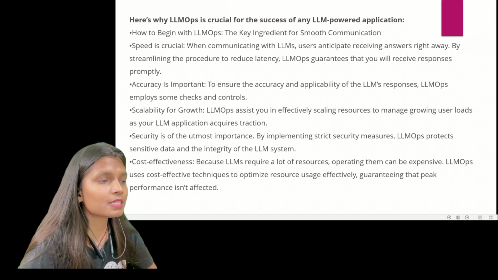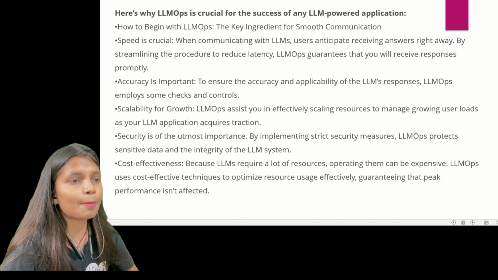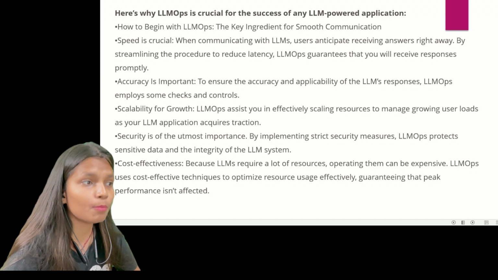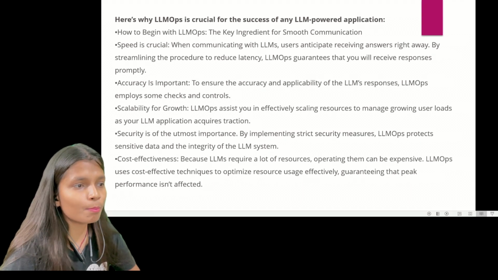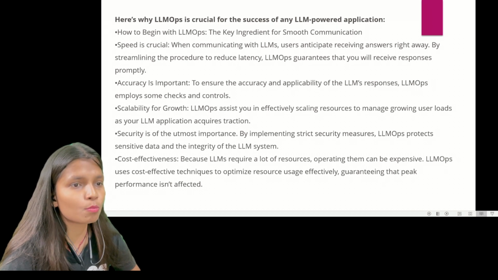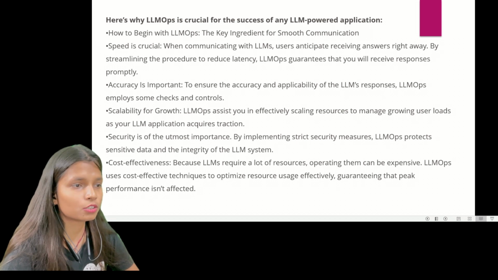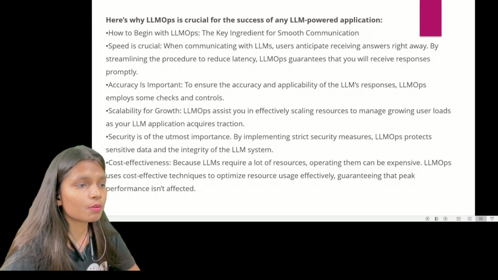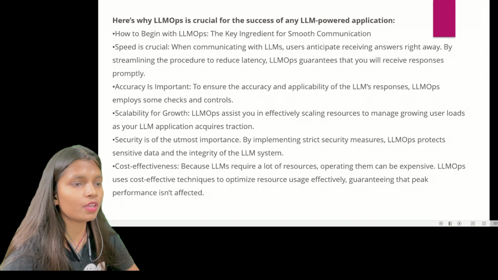Accuracy is the parallel thing which needs to be maintained. To ensure the accuracy and applicability of LLM responses, LLMOps employs checks and controls to ensure that accuracy is going well. Scalability for growth is a must. LLMOps assists you in effectively scaling resources to manage growing user load as your LLM application gains traction. Security is of the utmost importance. By implementing strict security measures, LLMOps protects sensitive data and the integrity of the LLM system.